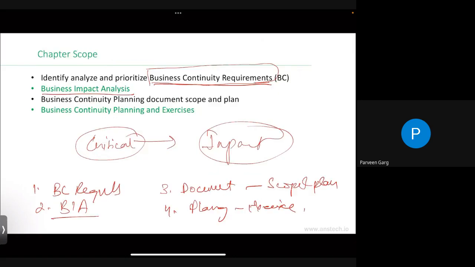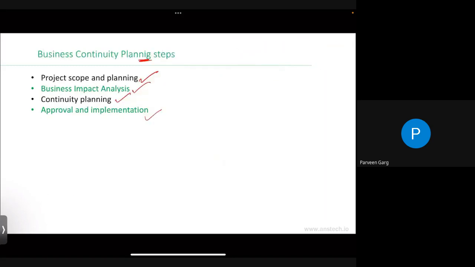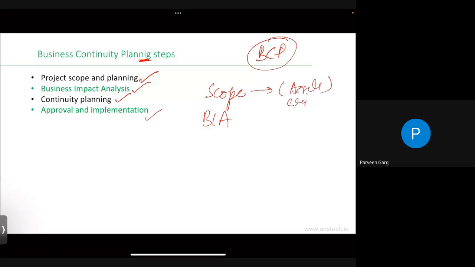So we had four requirements. We have to do business continuity planning, and we have to do business impact analysis. When you say BCP, BCP has four steps. What is the scope of the plan? What is the business impact analysis? Scope is to basically work out the assets, the critical assets. Then you carry out a business impact analysis to quantify which are your most critical assets, and what will be the impact if that asset fails.